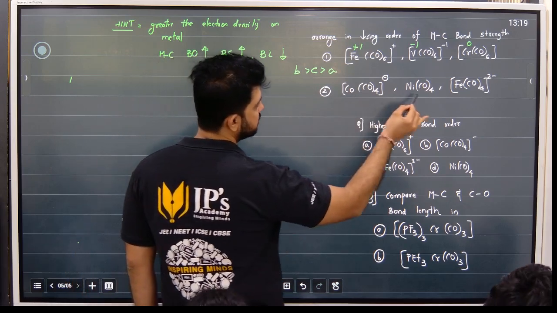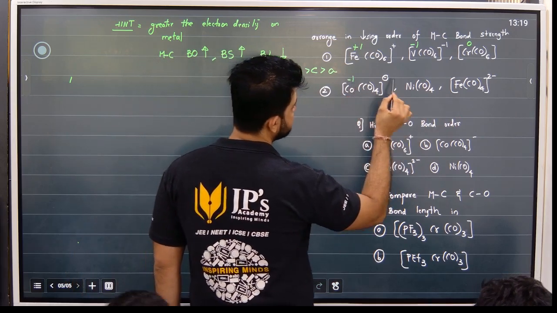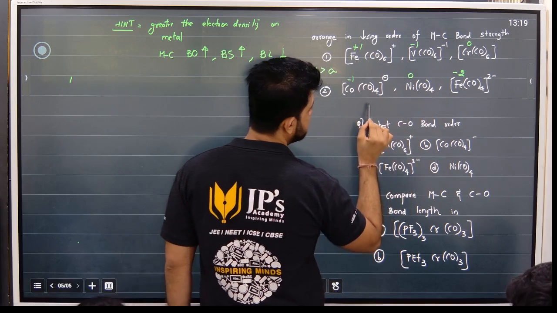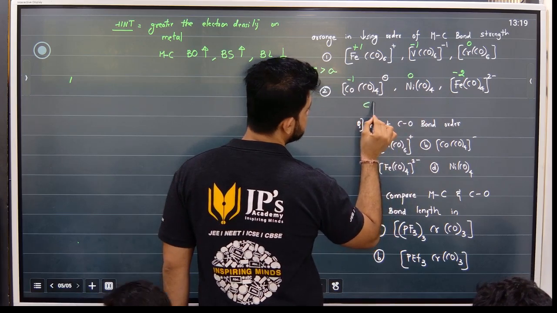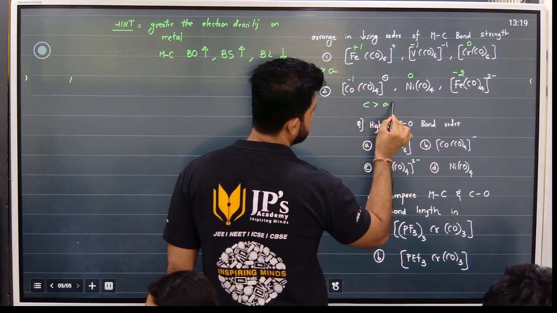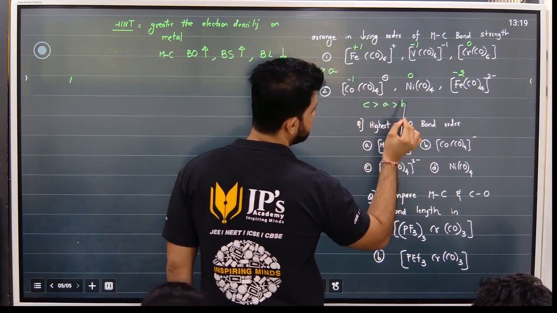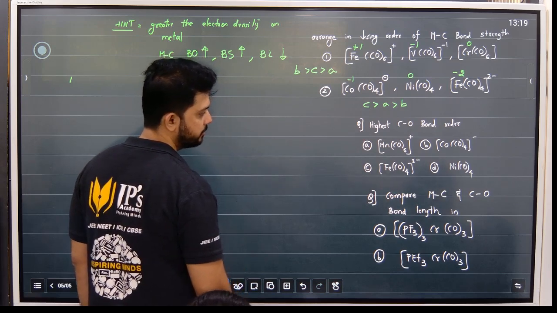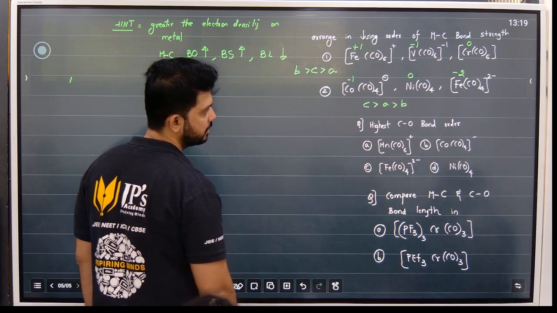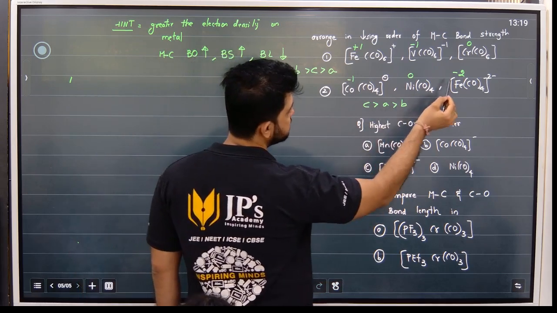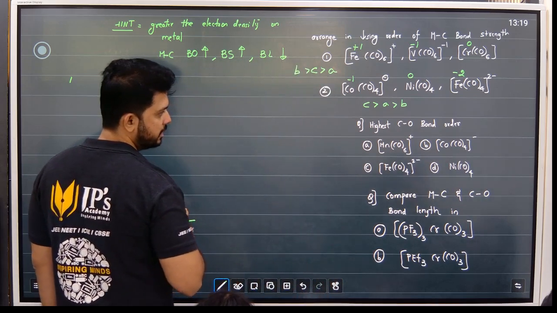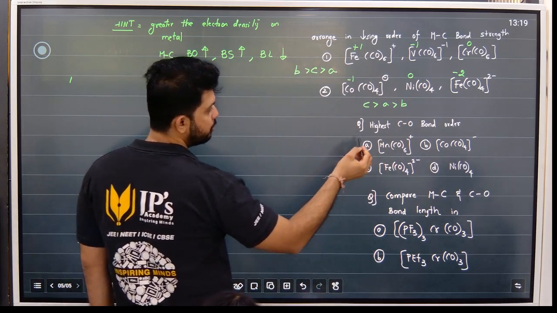Similarly over here, Co is -1, nickel is 0, Fe is +1, so C, A, and then B. Greater the electron density, greater will be the MC bond strength. Greater the electron density, Fe2- will have the greatest electron density. Getting that? Now here, people, we have to do the opposite.